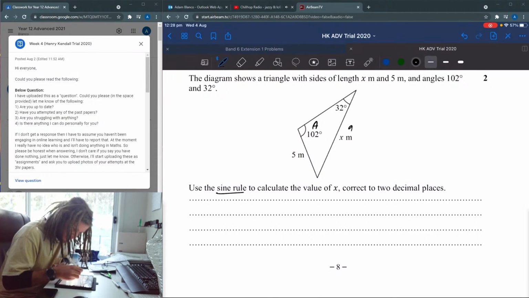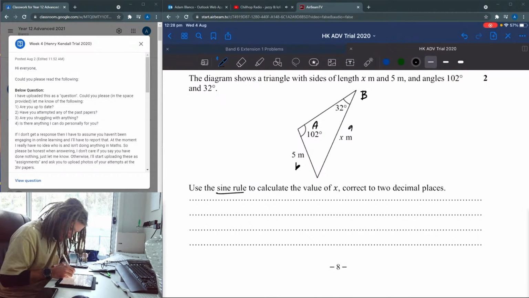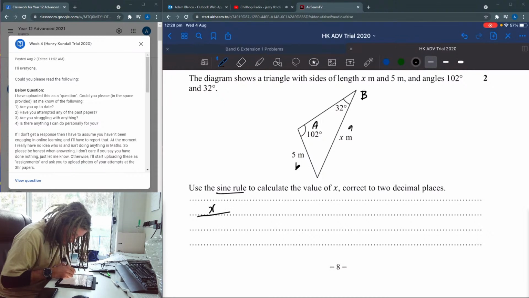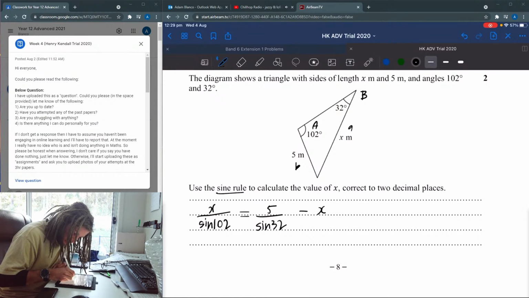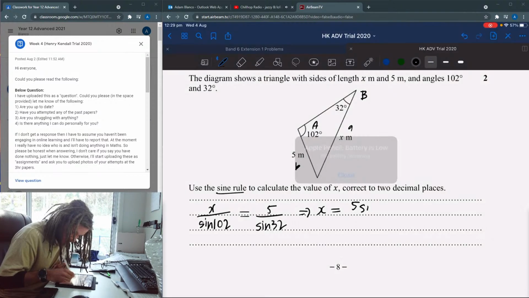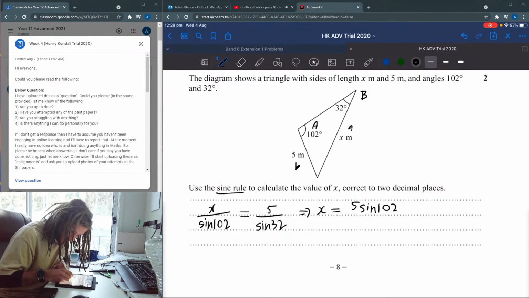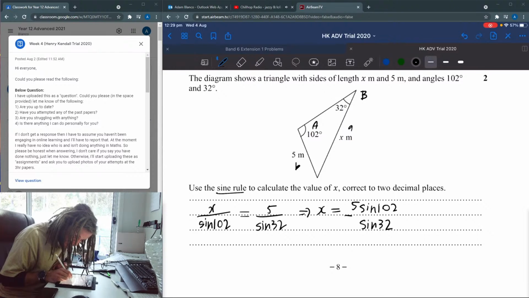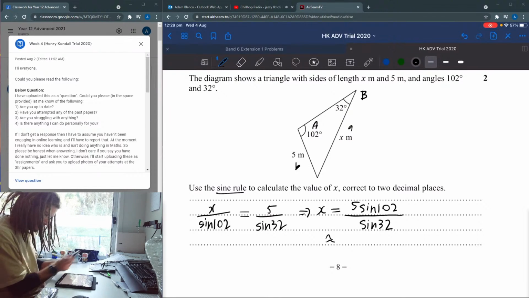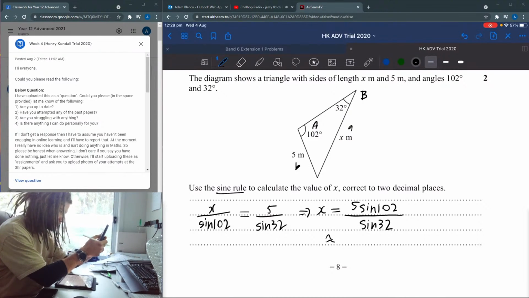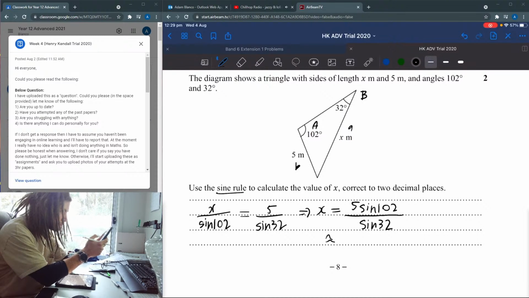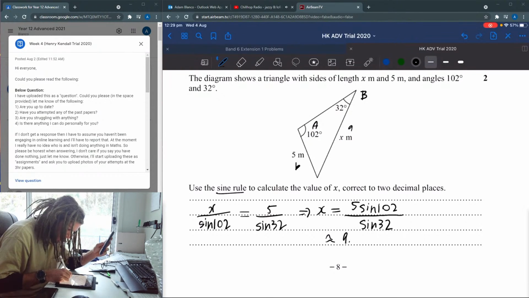Let's call this A, B. I'm trying to find a side, so I'll put A on top. X on sine 102 equals 5 on sine 32. That means X is equal to 5 sine 102 on sine 32, which is approximately equal to, to 2 decimal places, 9.23. Is that right?